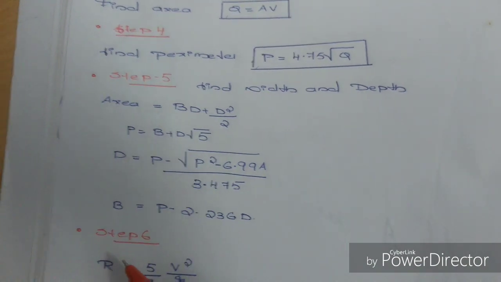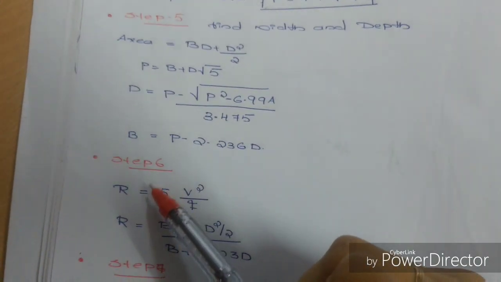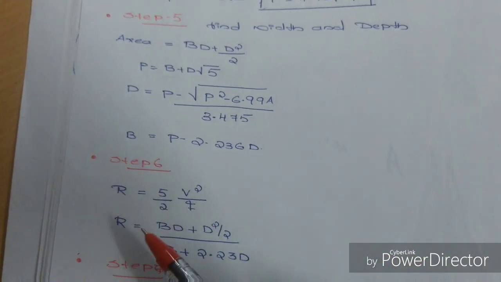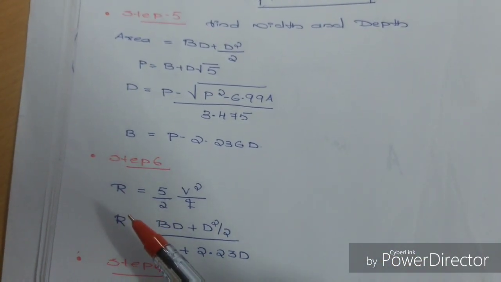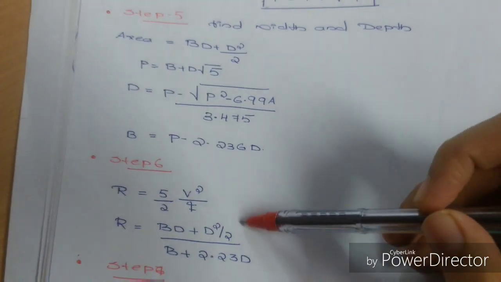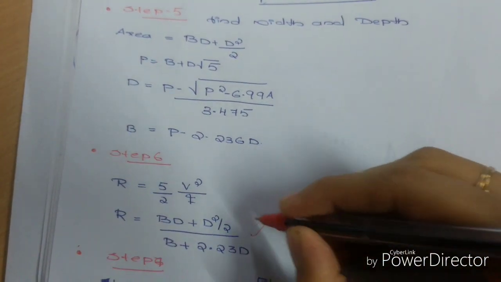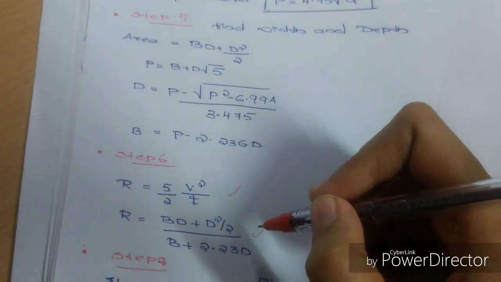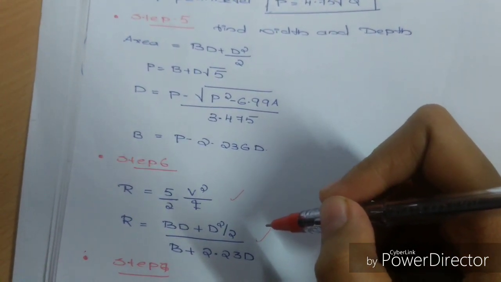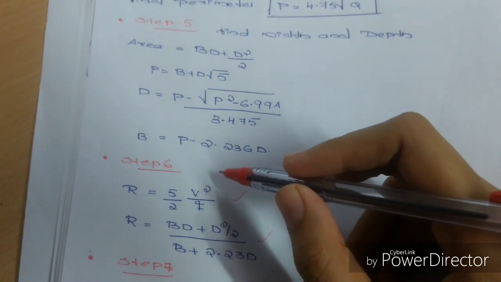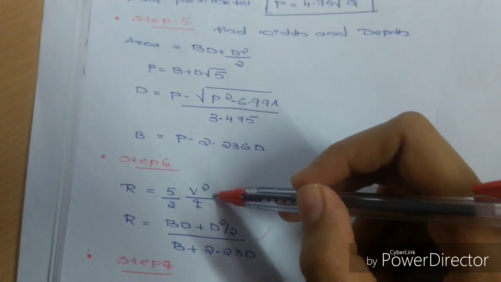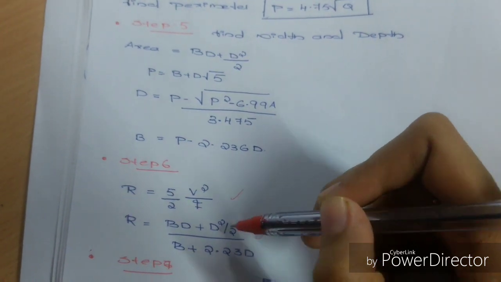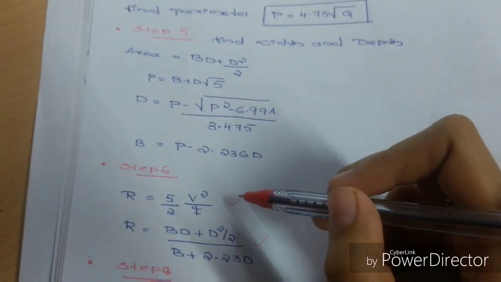Then we can go to step 6, that is R equal to 5 by 2 into V squared by f, and this is the hydraulic mean depth. We can find it by either of these two formulas. This step can also be taken as a check step, because if we have calculated everything correctly, then if we substitute the values in this formula, both values should be equal, and then we know that what we have calculated is accurate.